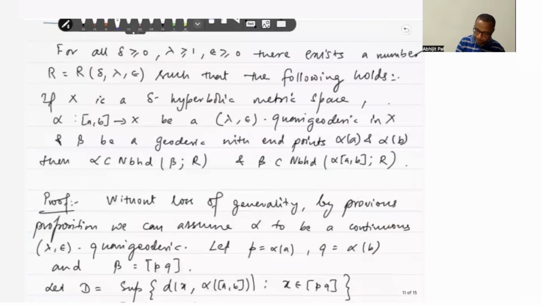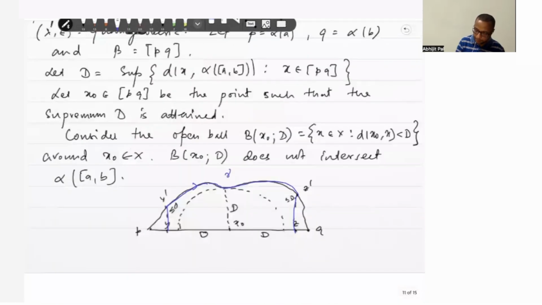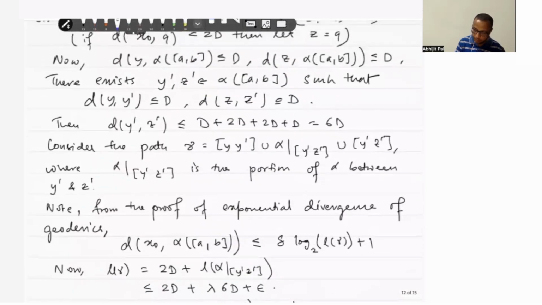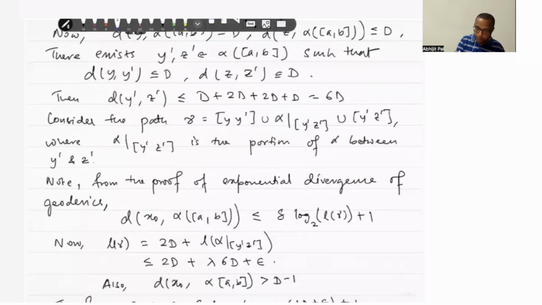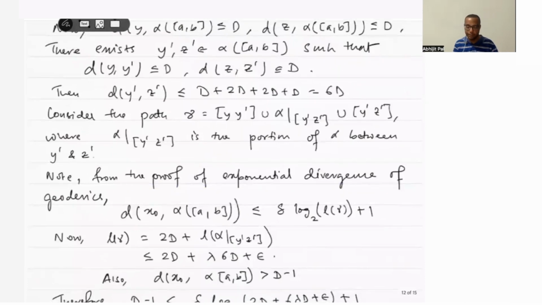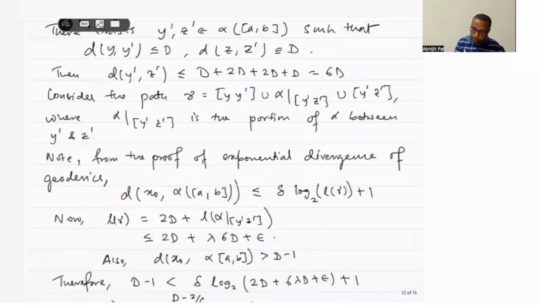So that is this path gamma. So this path is gamma. Okay, so now note from the proof of this exponential divergence of geodesics. The way we have proved this exponential divergence of geodesics, we can show that the distance between x naught and alpha is less than or equal to delta times log base 2 of (length of gamma plus 1).